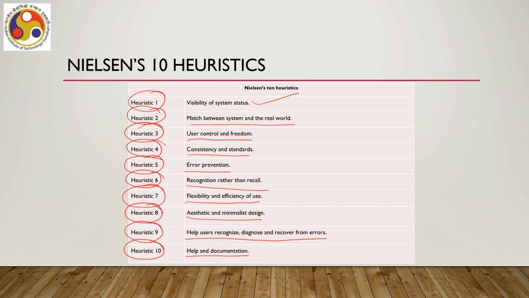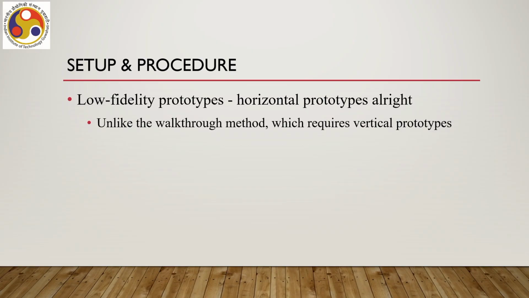So, these 10 heuristics can be used for identifying usability problems at an early stage of the design on the basis of a simple low fidelity prototype. What we need are low fidelity prototypes, primarily horizontal prototypes. However, vertical prototypes can also be there. But unlike the walkthrough method, here we do not require a vertical prototype mandatorily, it is optional. In the walkthrough method, a vertical prototype must be there.